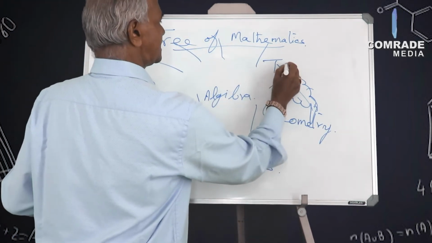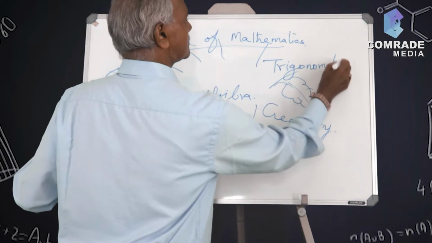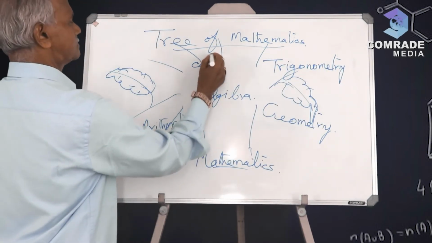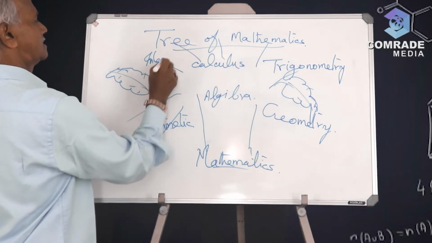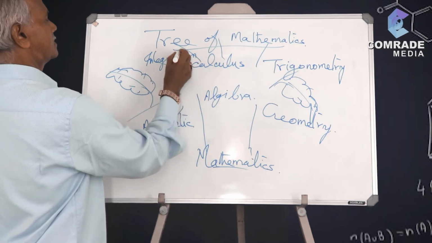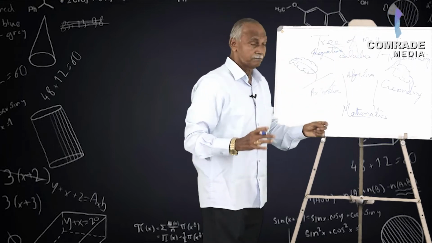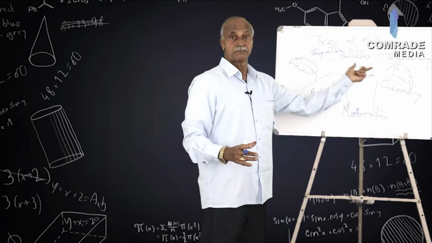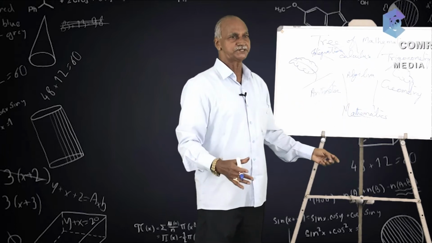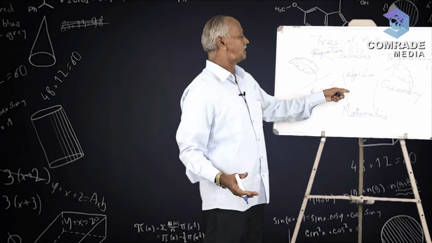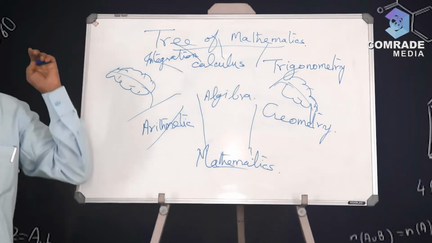Then trigonometry, then calculus, then integration, and so many. So all these are the branches. Mathematics includes all these branches. In a tree there may be so many branches, so also in mathematics there are so many branches like arithmetic, algebra, geometry, trigonometry, calculus, integration, topology, all this will be there.